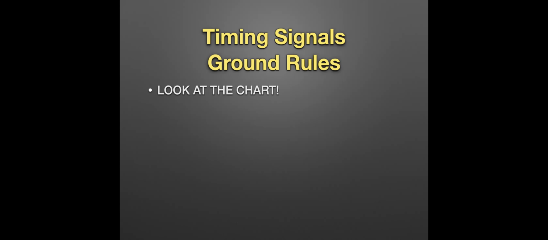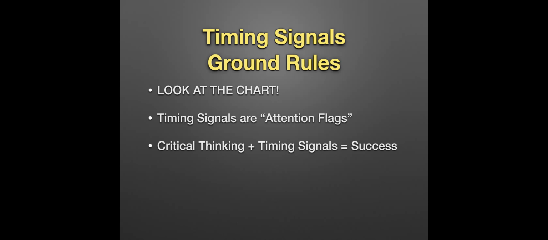You have to look at these charts and you have to determine what's going on, not just that you have a crossover. They're attention flags, the timing signals that you get. They're telling you to go look at the chart. So you need to go look at it. Critical thinking and timing signals, that's how you have success. So you need the timing signals to give you that flag to go look at the chart, but then you have to look at the chart and the price action and look for chart patterns and basing patterns and those kinds of things. And when you combine that with your timing signals, you're definitely going to have some success.